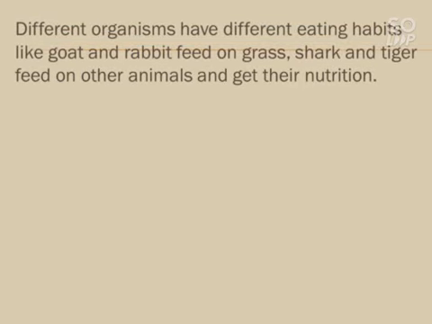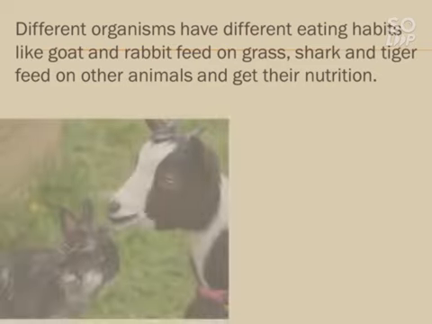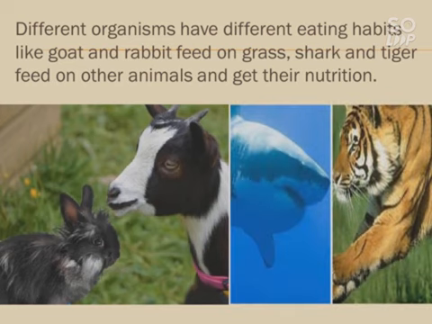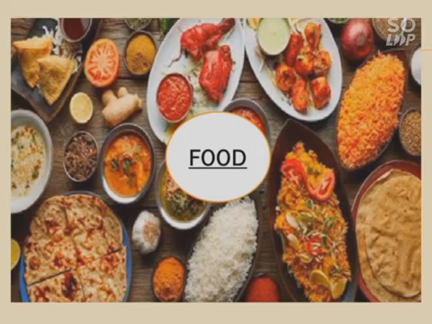As you know, different organisms have different eating habits. Like goat and rabbit feed on grass, shark and tiger feed on other animals and get their nutrition. Children, let us discuss about food.